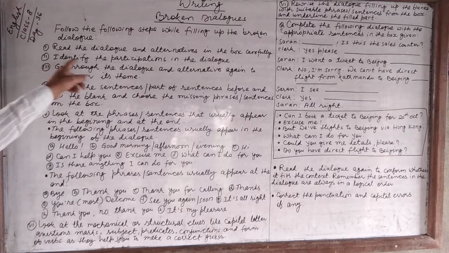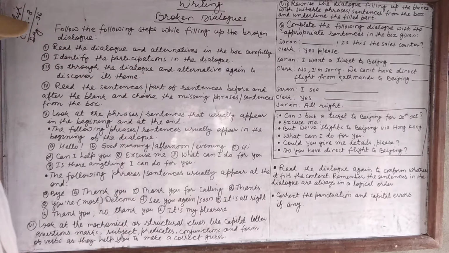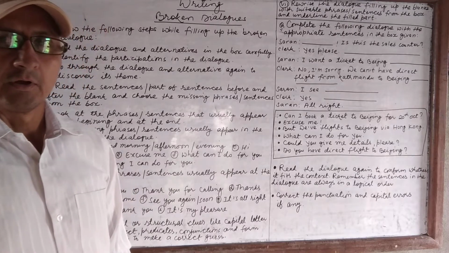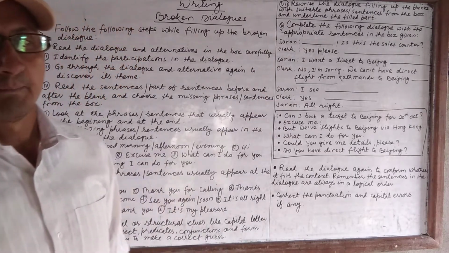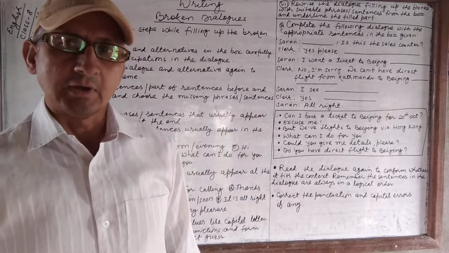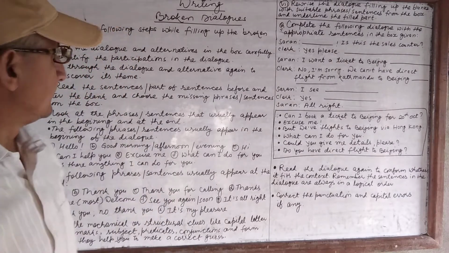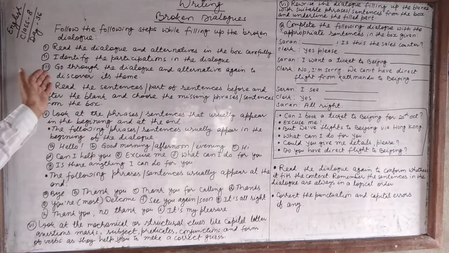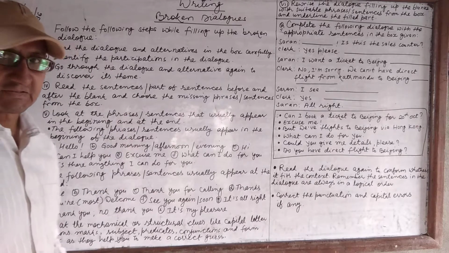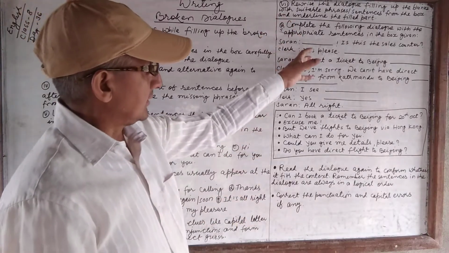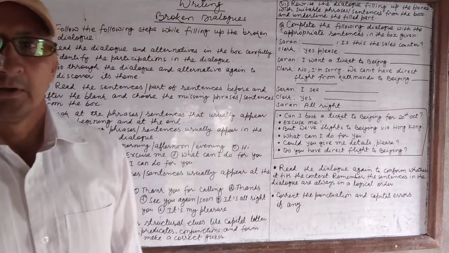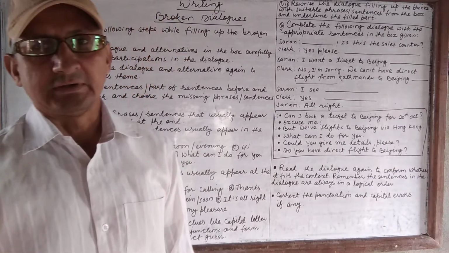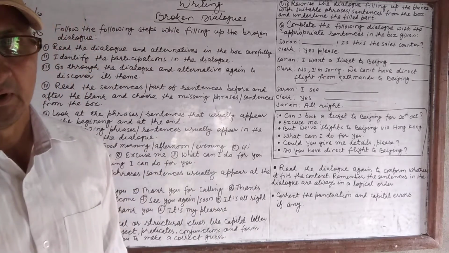And the second step is identify the participants in the dialogue. The characters who are participating in the dialogue, you have to identify. And the third step is go through the dialogue and alternatives again to discover its theme. You have to read the dialogue and alternatives once again to find out the theme, the subject matter of the discussion, of the conversation.